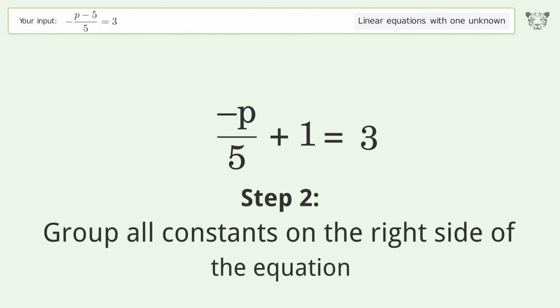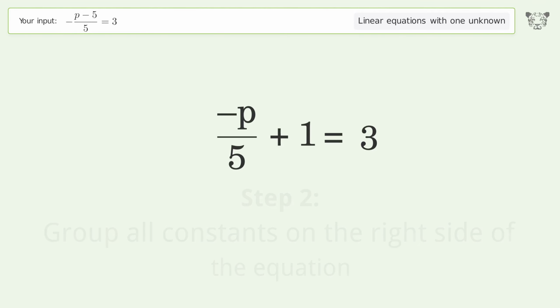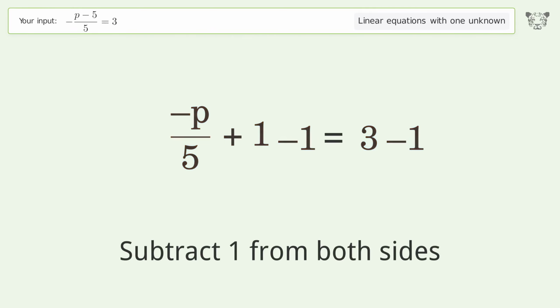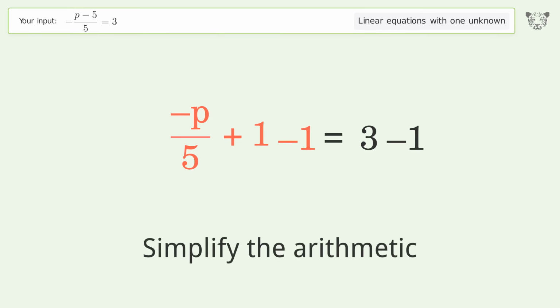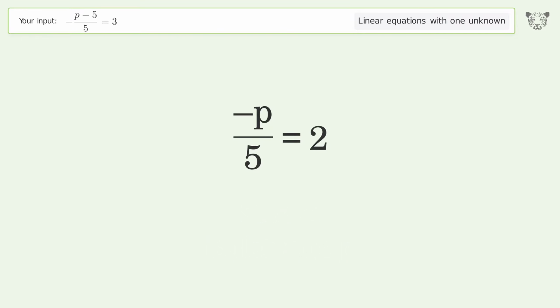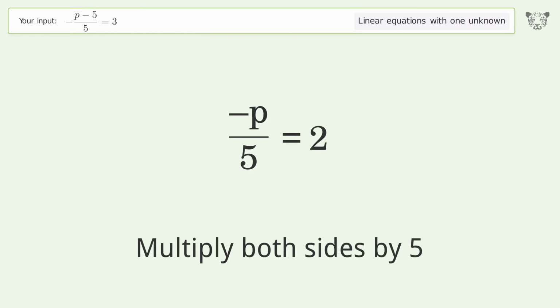Group all constants on the right side of the equation. Subtract 1 from both sides. Simplify the arithmetic. Isolate the p. Multiply both sides by 5.